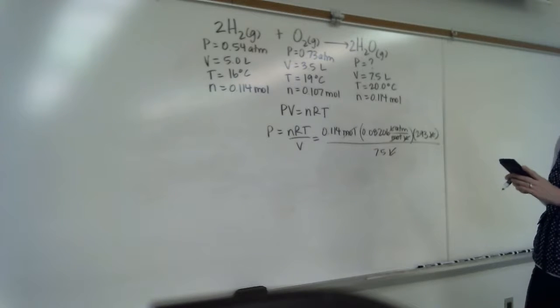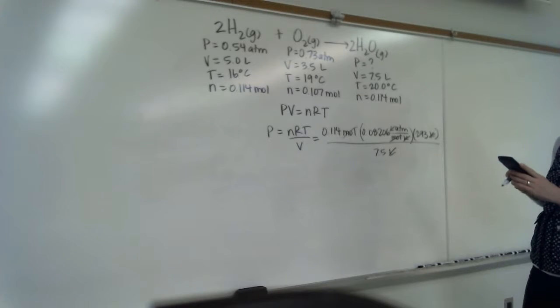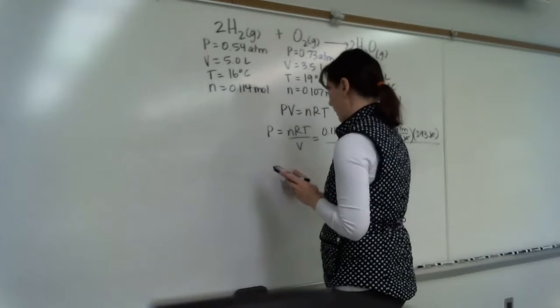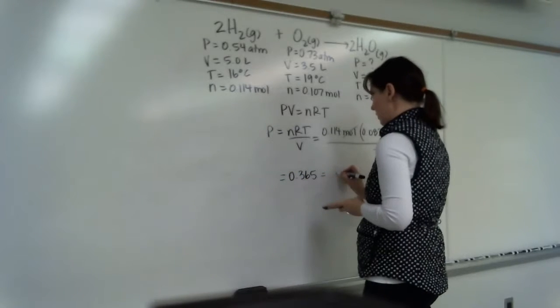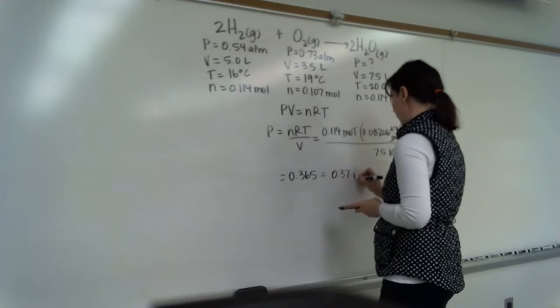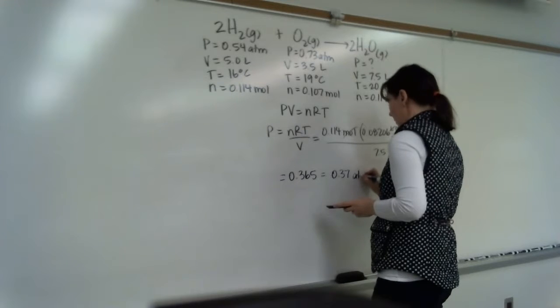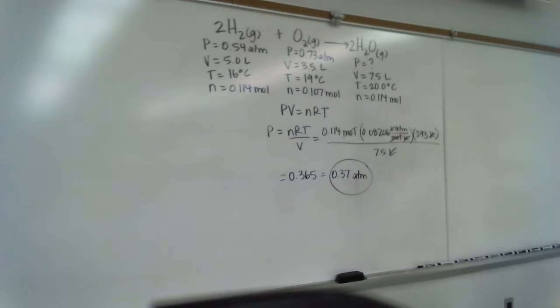So 0.114 times 0.08206 times 293 divided by 7.5. Rounding to 2 sig figs. So I get 0.365, which rounding to 2 sig figs would be 0.37. Oops, not moles. Atmospheres. Do we agree? We agree. How do we feel about doing gas stoichiometry kinds of problems? Not too bad, are they?